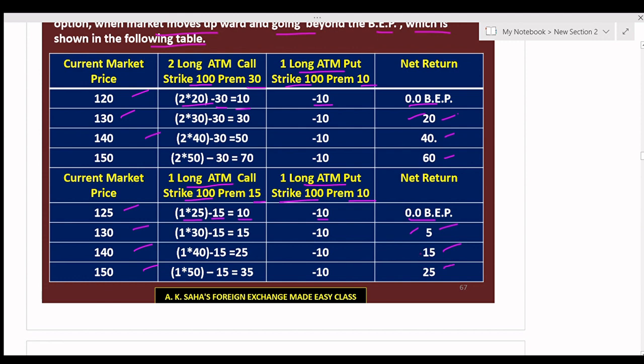So if you compare these two, you see the profit of the 2 call option buyer is much higher than the single call option buyer.